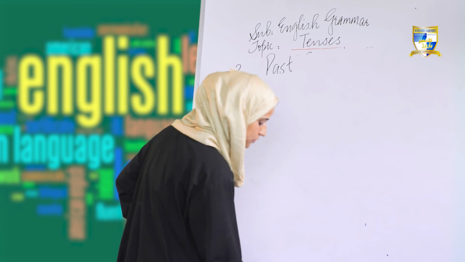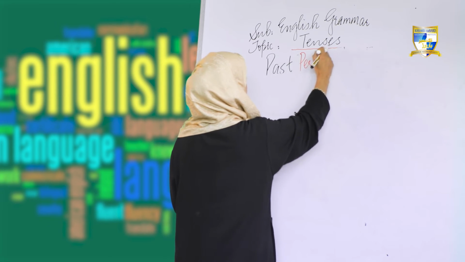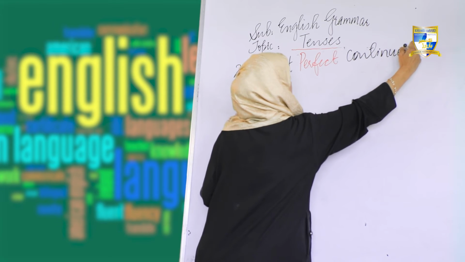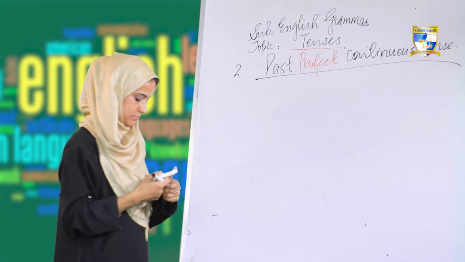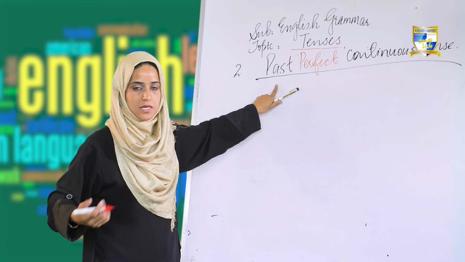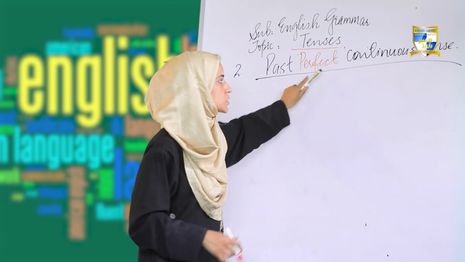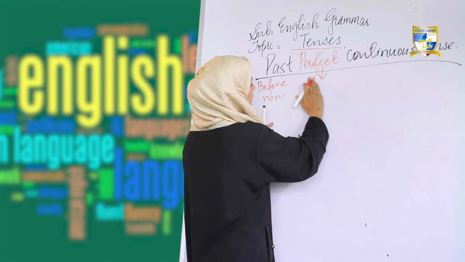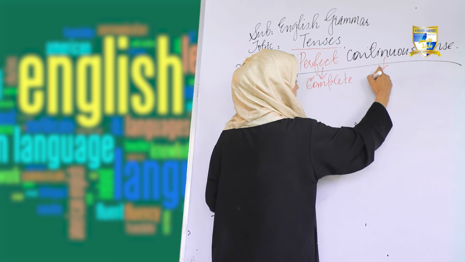Okay, dear students, let's move to the next tense: past perfect continuous tense. Let's first analyze the name of the tense. Past indicates the action happened in the past, before now. The effect is no more there. Perfect denotes the completion of an action, a complete action. And continuous denotes progression.